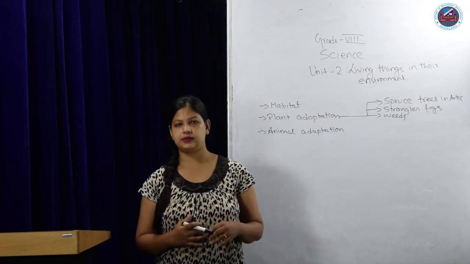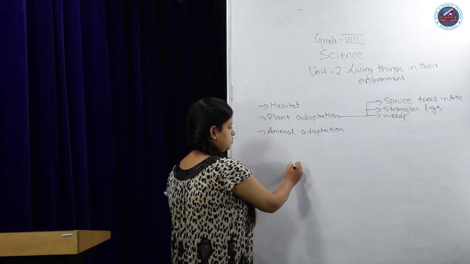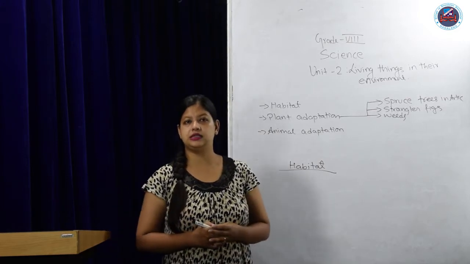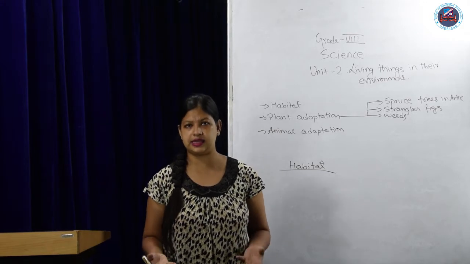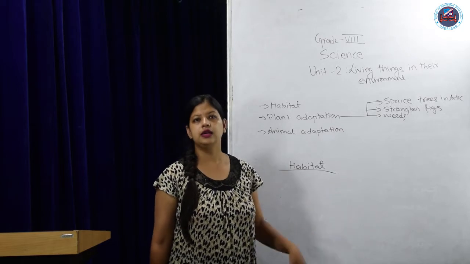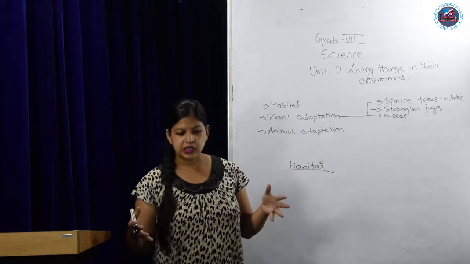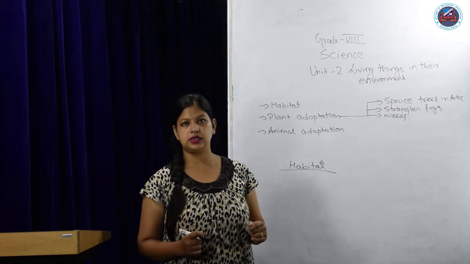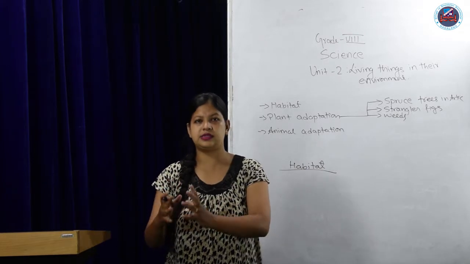Before I go to the plant adaptation topic, I want you to know about habitat. You might have heard this word before. Habitat is the environment where a plant or animal or any living organism grows or stays. That is the environment or surrounding for them. That is what we call habitat. Now, there are various types of habitat. For example, if it's a very cold area like snowy areas, its habitat would be different. And if it's summer and a little bit hot or warmer areas like Dimapur, its habitat is different.